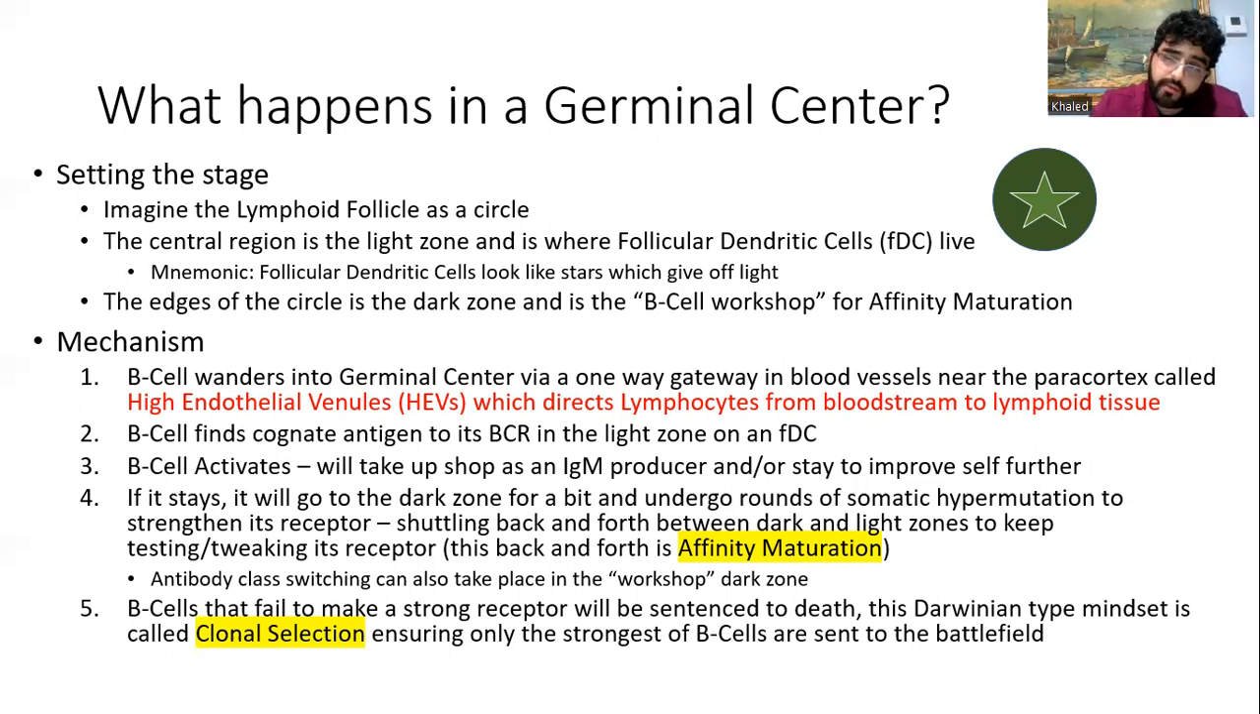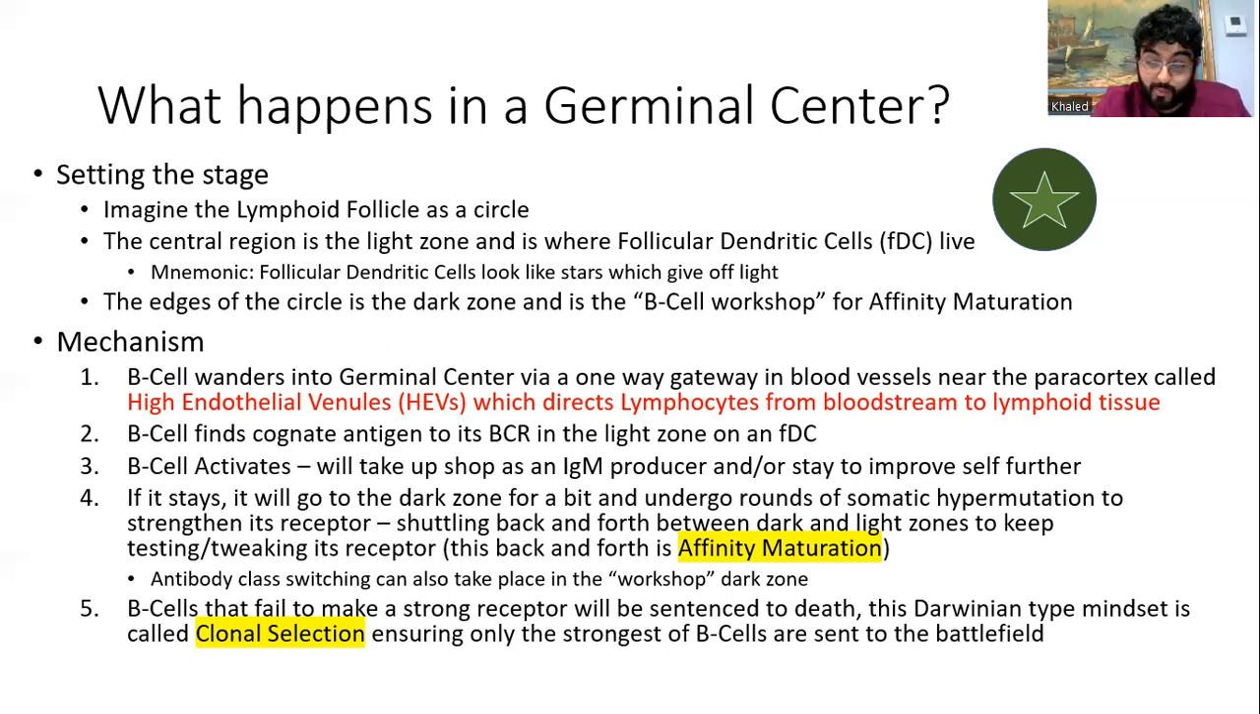Now, how is this Darwinian? It sounds like a success story. Well, we have to be a little bit pessimistic in this case. What if its genetic process in the somatic hypermutation, by the way, which is mediated by an enzyme called AID, not too important right now, what if the somatic hypermutation doesn't make it a strong grabber of antigen?